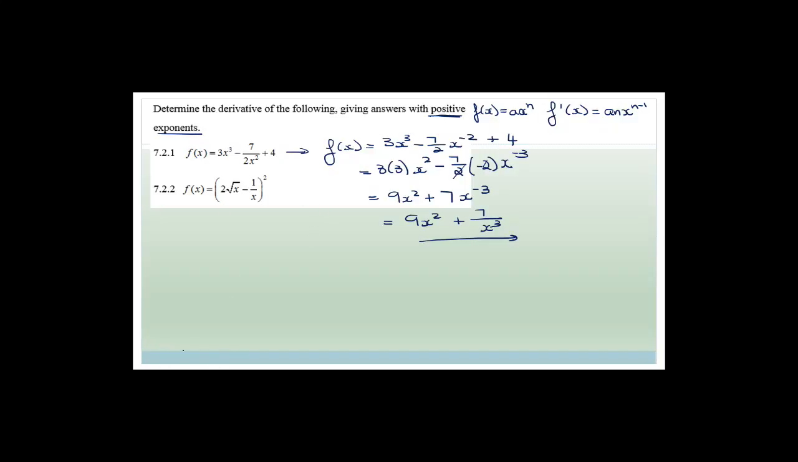Okay, right, now let's do the next one. We've got f of x is 2 root x minus 1 over x squared. First of all, we need to convert this root into an exponent. Then what we need to do is square this thing out. Then we can differentiate. Do you agree this is the same as saying 2x to the half minus 1 over x, all squared?